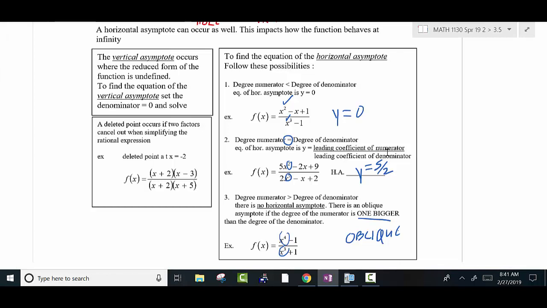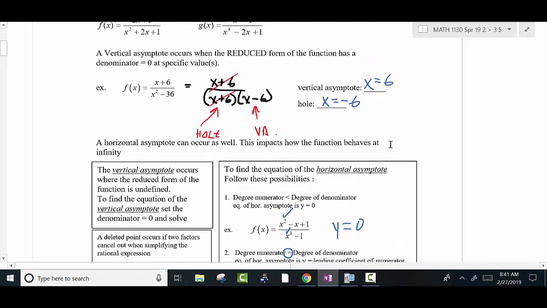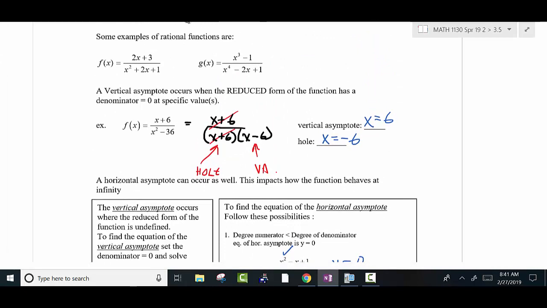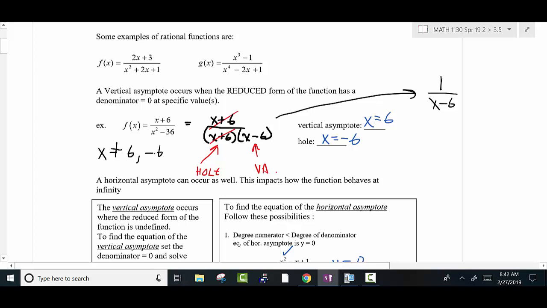Yes? How do you know that x plus 6 is the hole and x minus 6 is the vertical? Okay, basically it works like this. Since this cancels out, you would end up getting really 1 over x minus 6. If you graphed 1 over x minus 6 on your calculator, it would have one asymptote. It's only one place where it's undefined. But the original function is actually undefined at 2 places. X can't be 6 and it can't be negative 6.